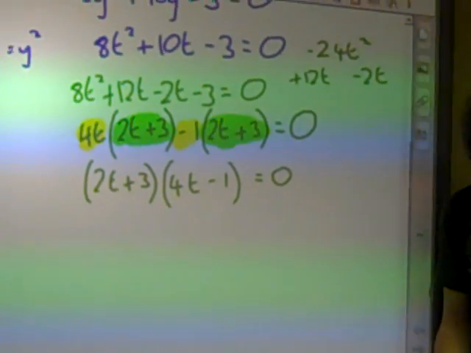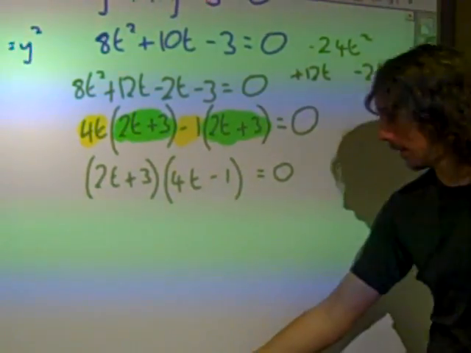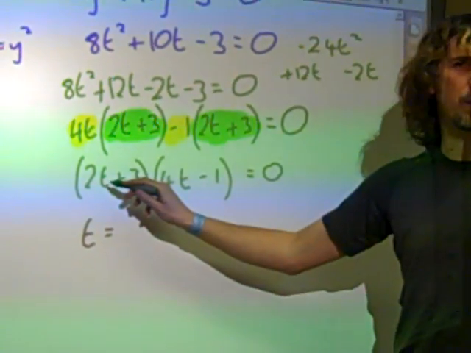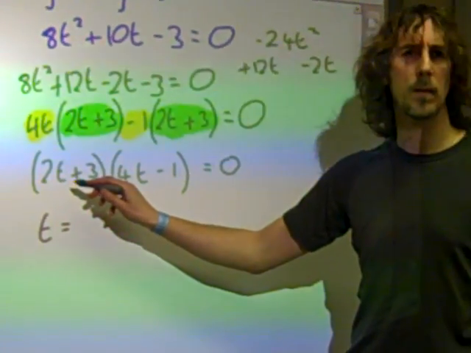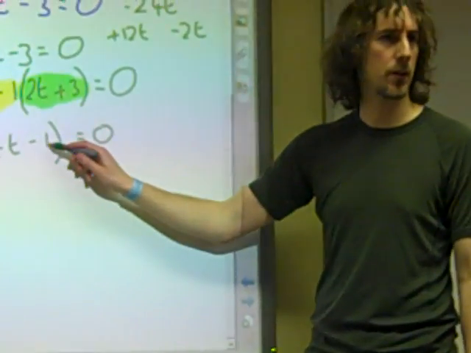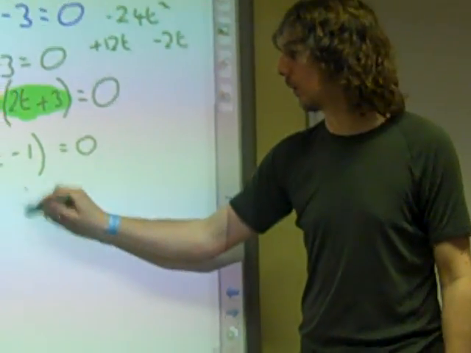We've ended up with t being this. What value of t would this give us? Minus 3 over 2. And this one would give us 1 over 4.